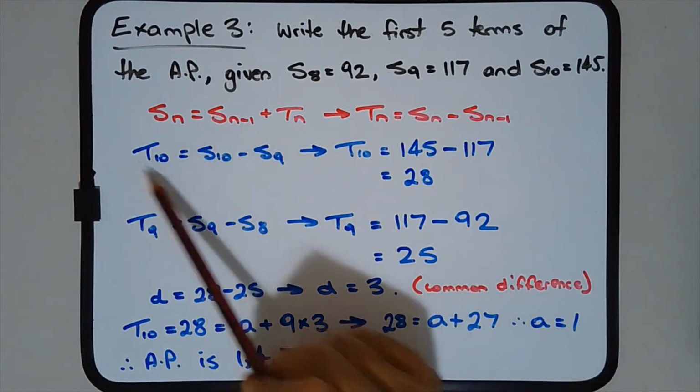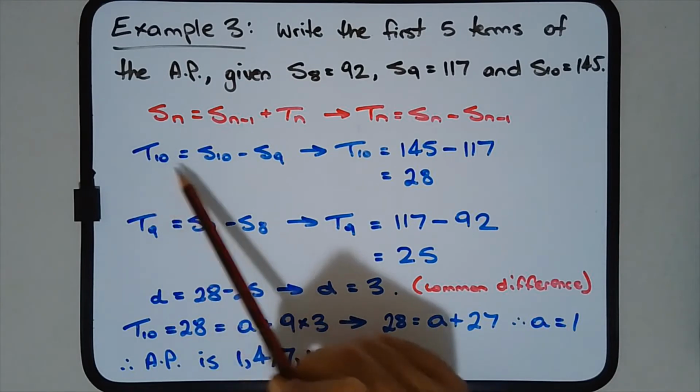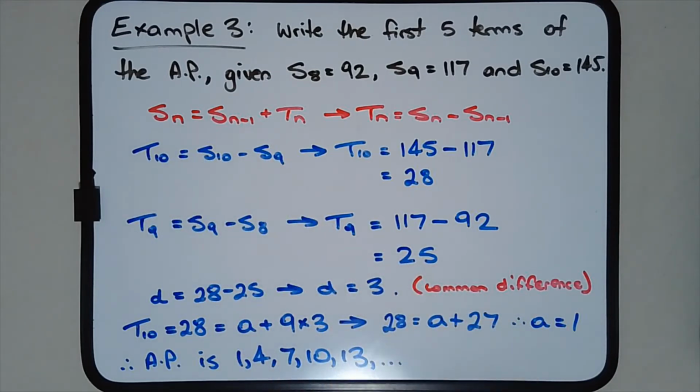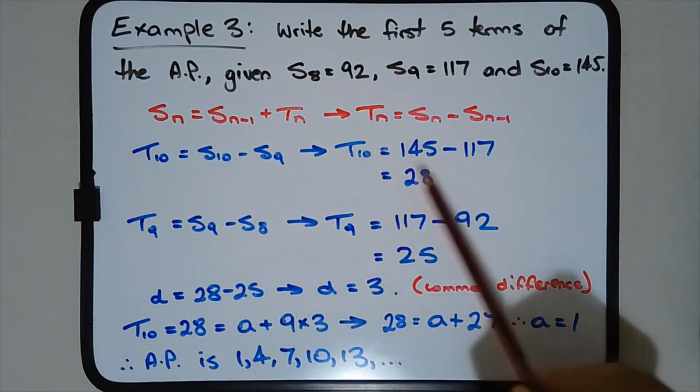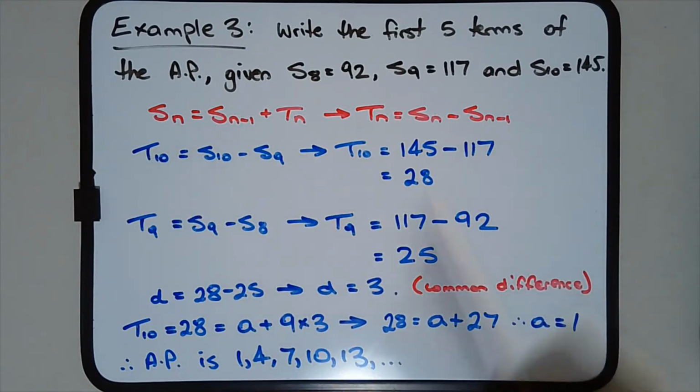So let's find T10, since we have S10 and S9. T10 is equal to S10 minus S9. T10 is equal to 145 minus 117. So we have T10 is equal to 28.